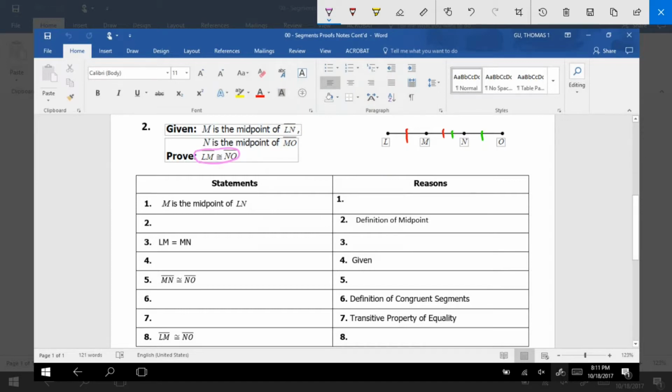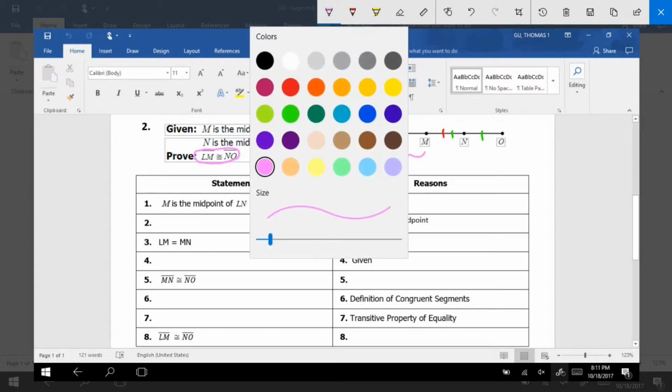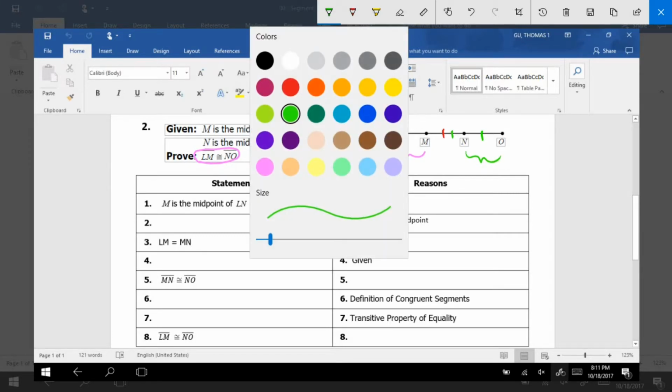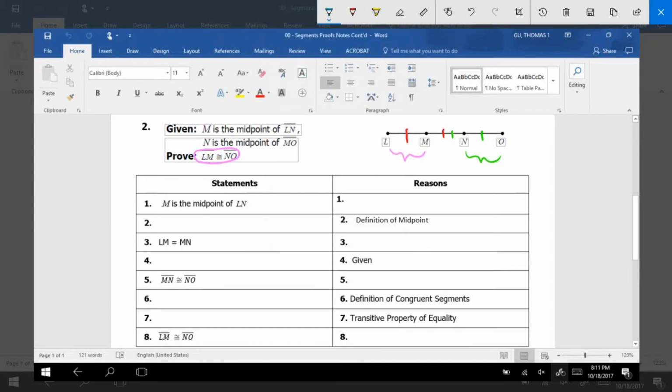They want us to show that LM right here is congruent to NO right here. Now, maybe it seems obvious with a picture and by our labeling, but we need to prove it. That's the whole point of this. So let's kick it off.